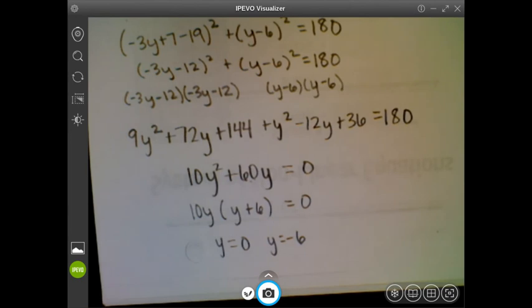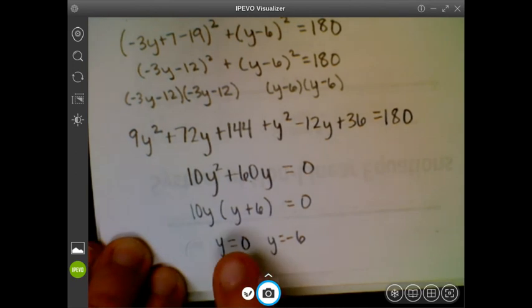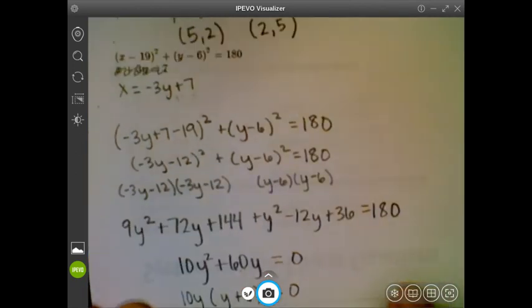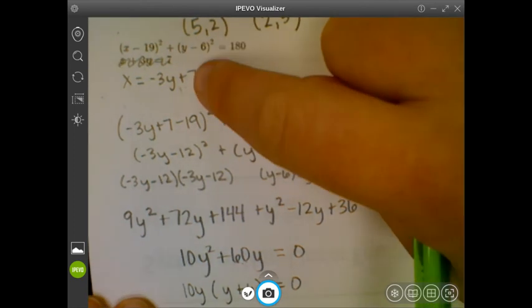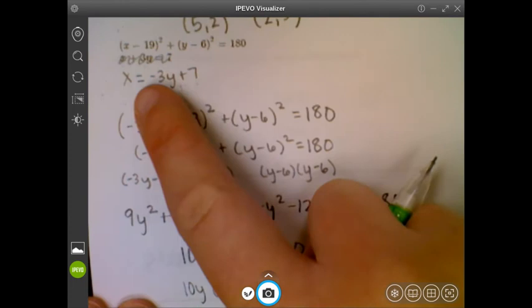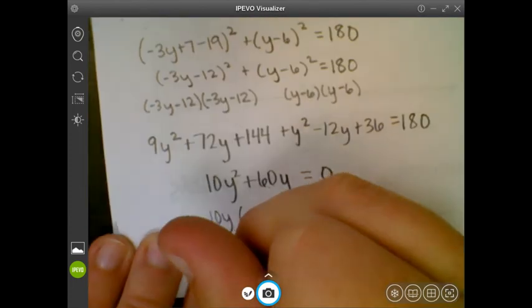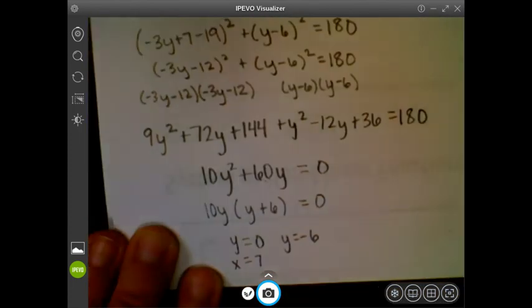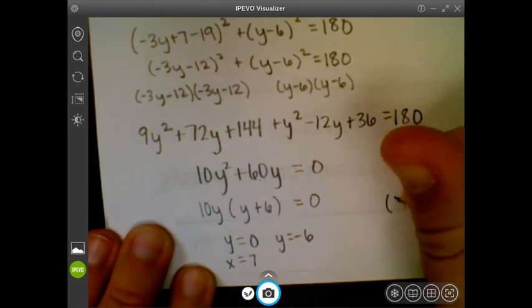All right, and last but not least, we're not finished. We did all of that algebra to find y, but once you know y, you can go back to one of your equations and just plug it in to find x. So you're definitely going to want to pick this one, right? So first one, plugging in 0, negative 3 times 0 plus 7 is 7. So x equals 7. So one of your coordinate points is 7, 0.